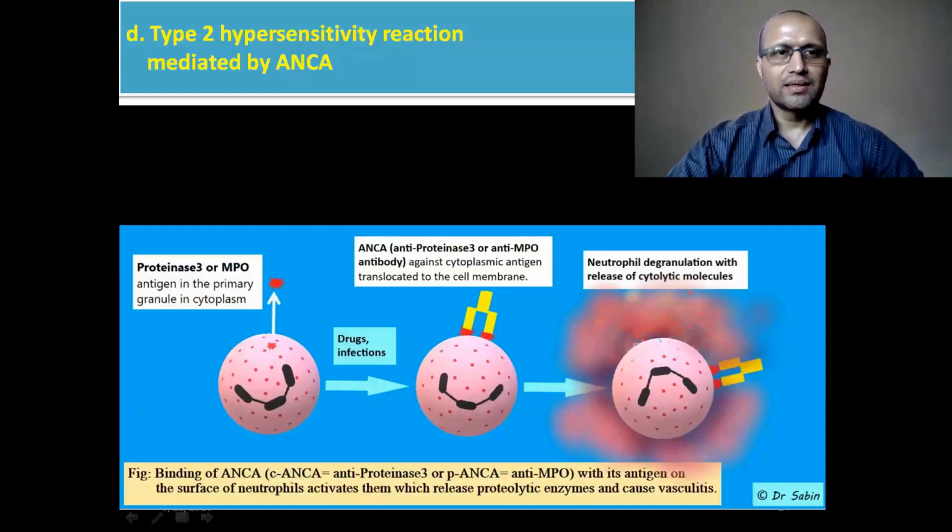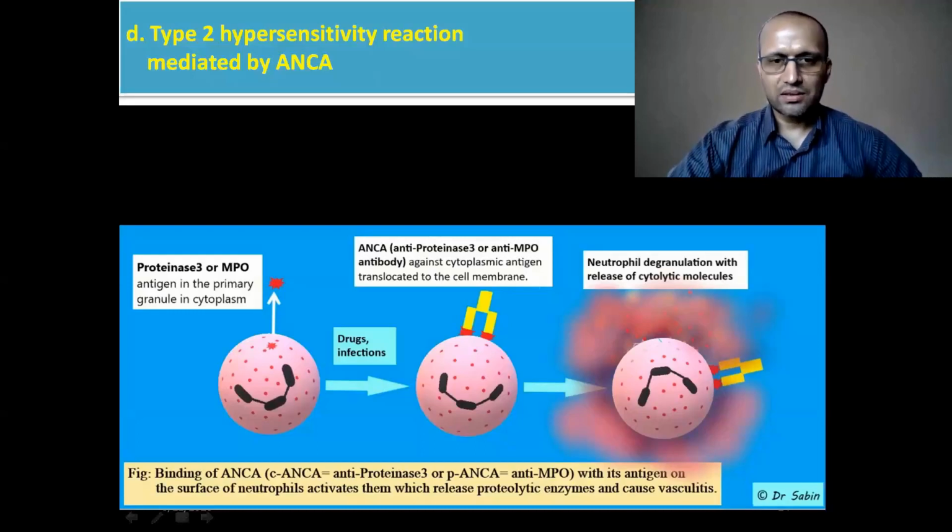ANCA-mediated tissue injury is the fourth mechanism of type 2 hypersensitivity reaction. ANCA stands for anti-neutrophil cytoplasmic antibody. Proteinase 3 and MPO are found in the primary granules in the cytoplasm of neutrophils. Because of certain drugs and infections, these enzymes are translocated to the surface of the neutrophil. On the surface of the neutrophils, these enzymes act as antigens and they are exposed to the immune system.